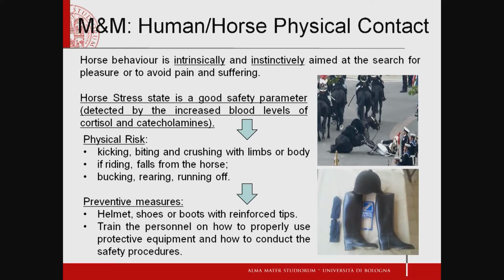The main sources of physical risk are related with kicking, beating, and crushing with limbs or body of a horse. There are also falls from the horse, backing, rearing, running off. For this reason, it is important to use some preventive measures. For example, the use of a helmet, shoes or boots with reinforced tips, and train the personnel on how to properly use this equipment and how to conduct the safety procedures.